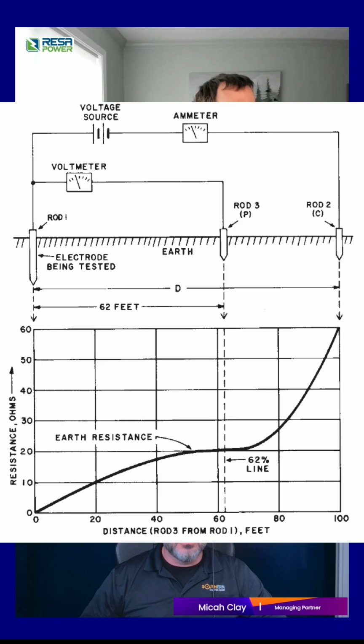Resistance to ground testing. This is where I have an electrode or an electrode system, being a bunch of electrodes that are interconnected and show up as parallel to the Earth. This is going to be that fall of potential test, but fall of potential is one method for resistance to ground testing. There are other methods out there that are more applicable in specific scenarios.